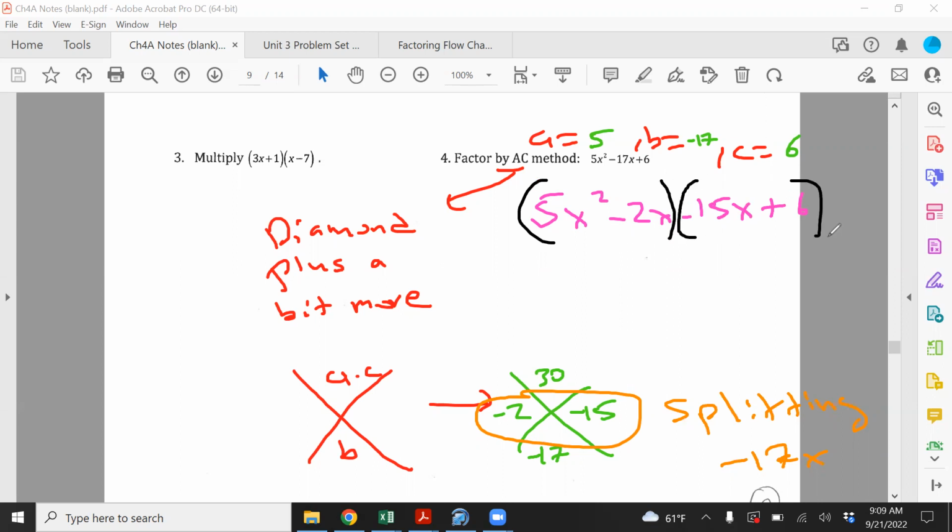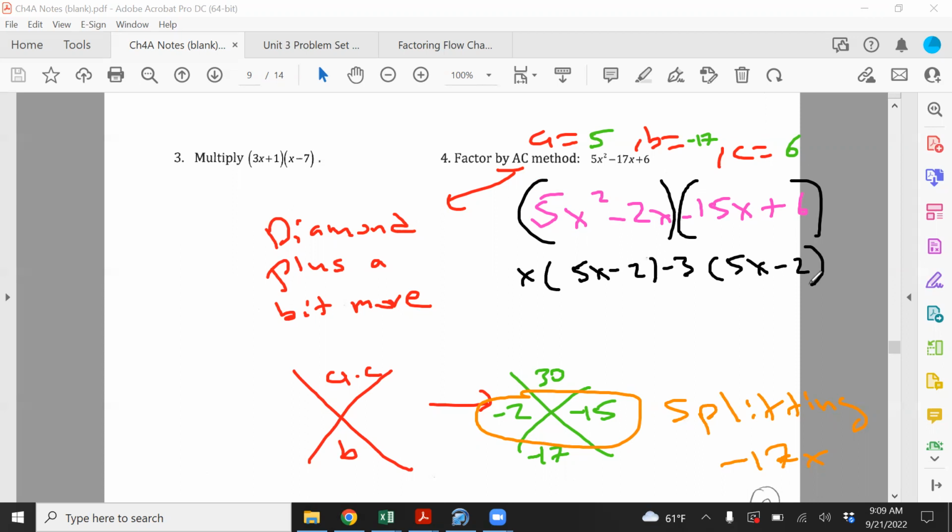This is called factor by grouping. What can I factor from the first group? And what's left behind? Okay, what can you factor out of the second group? 3. Well, we'll do negative 3. So you get the same thing.